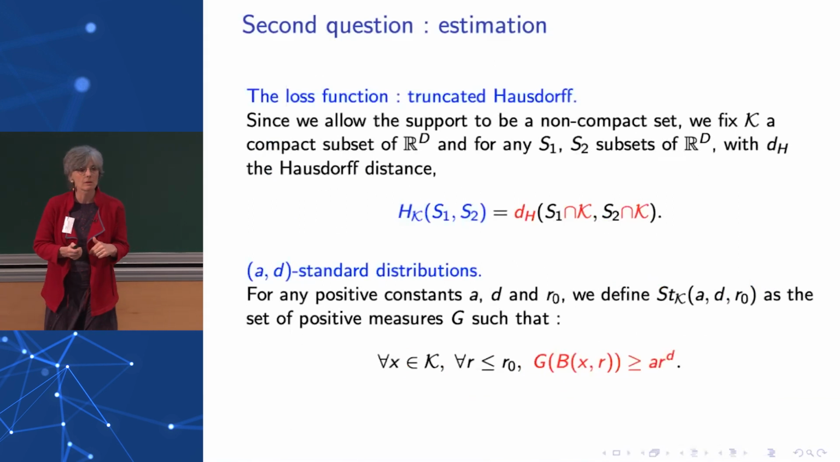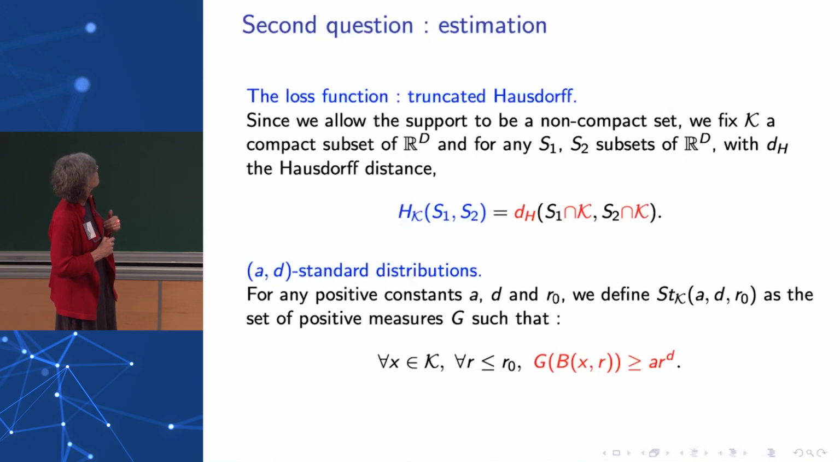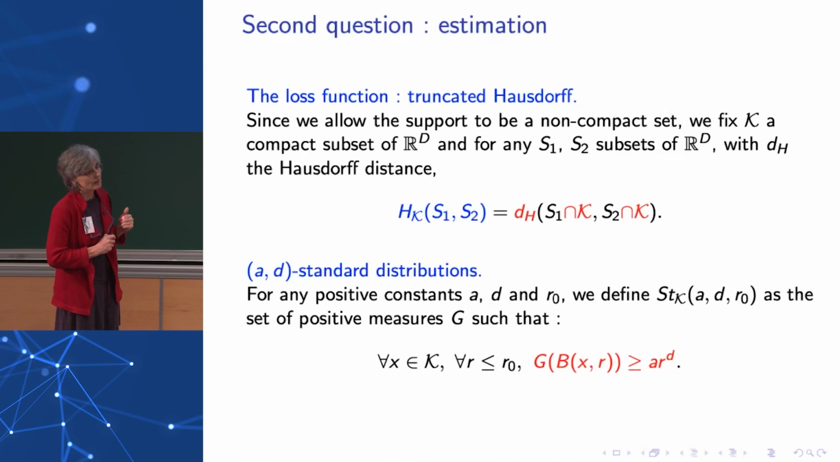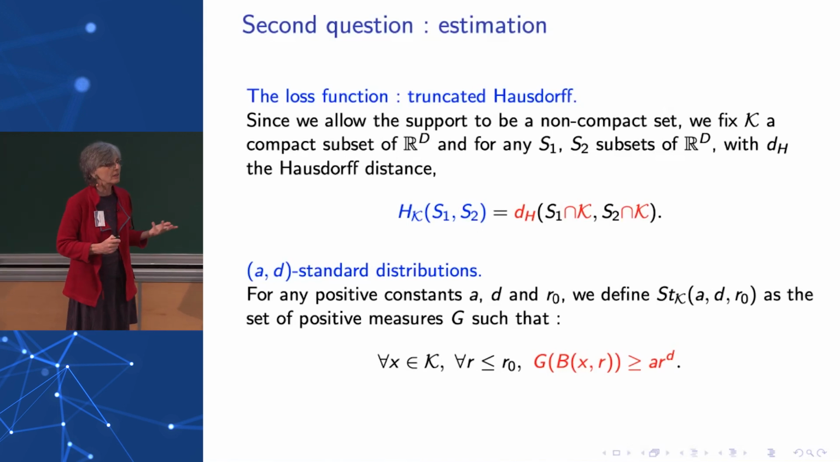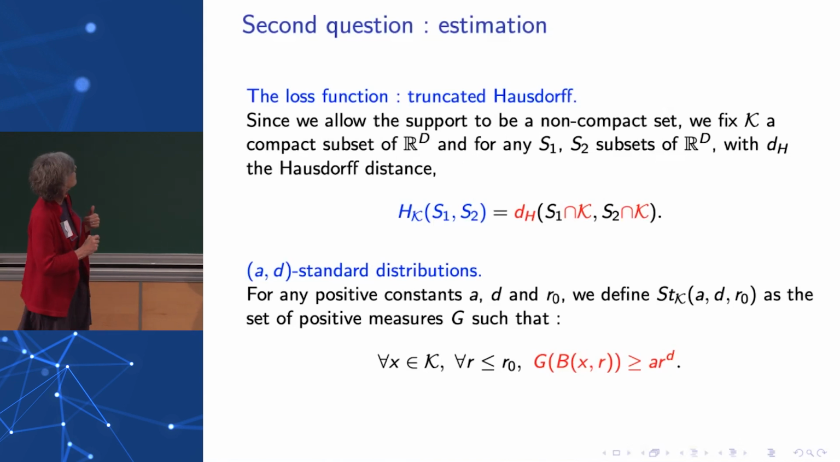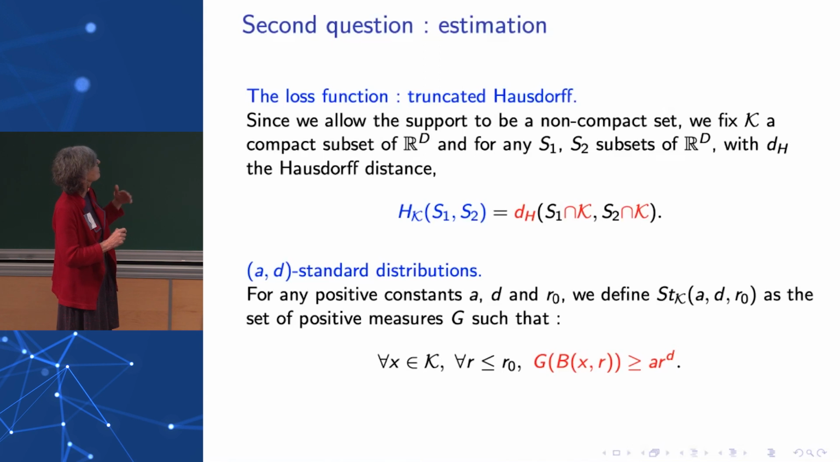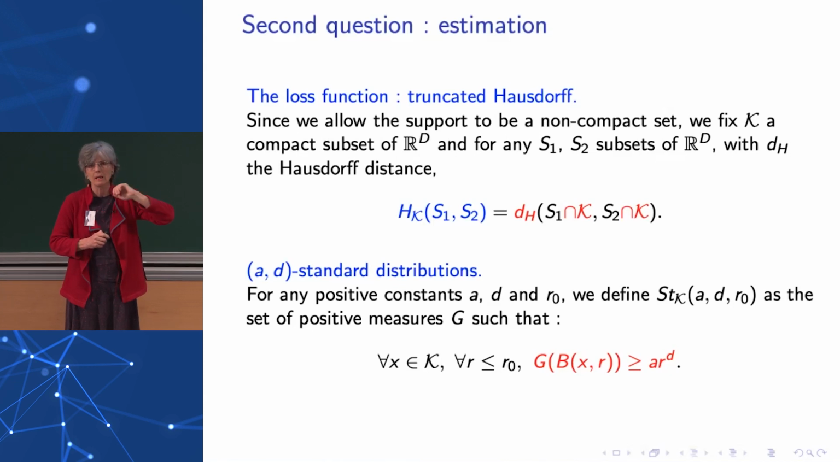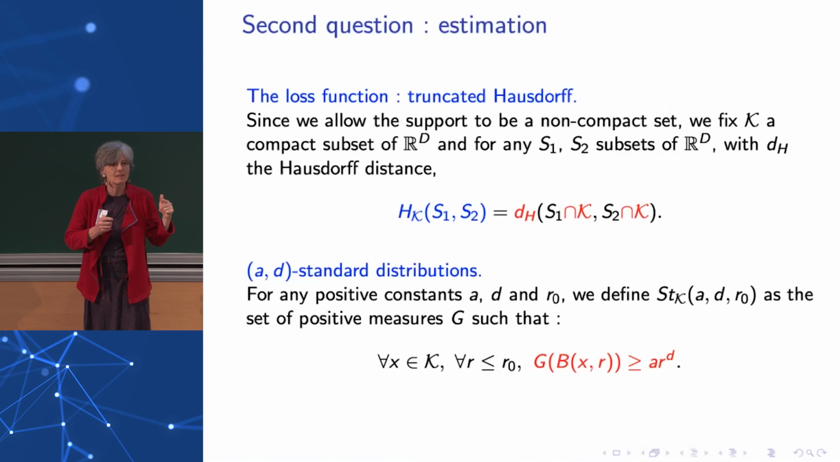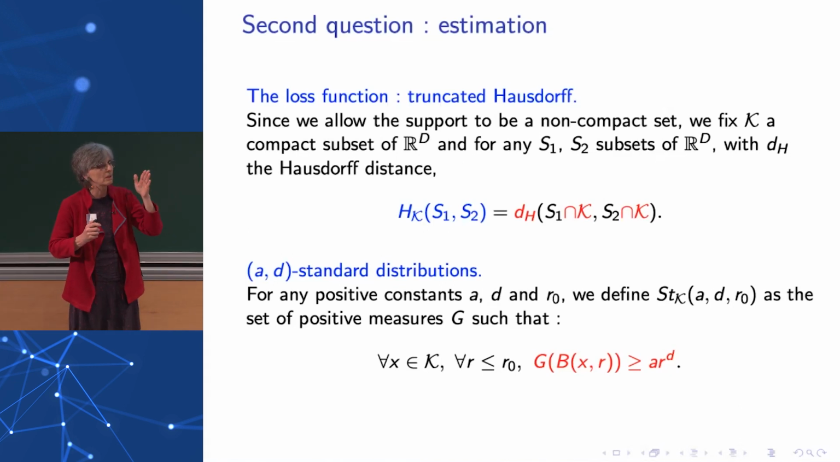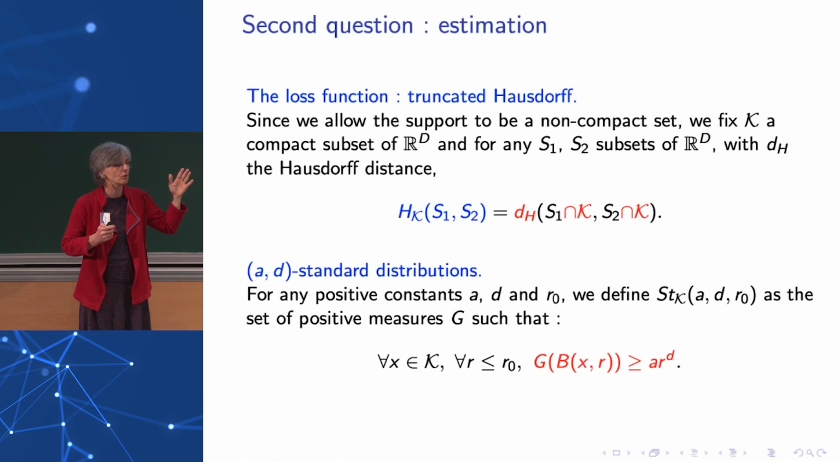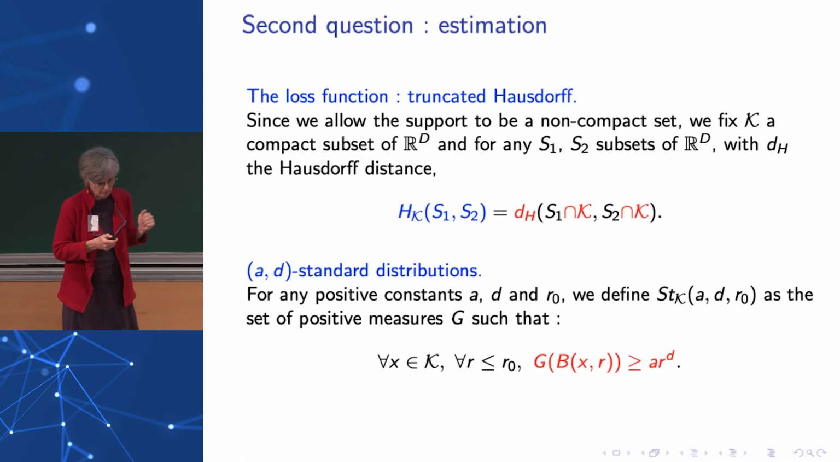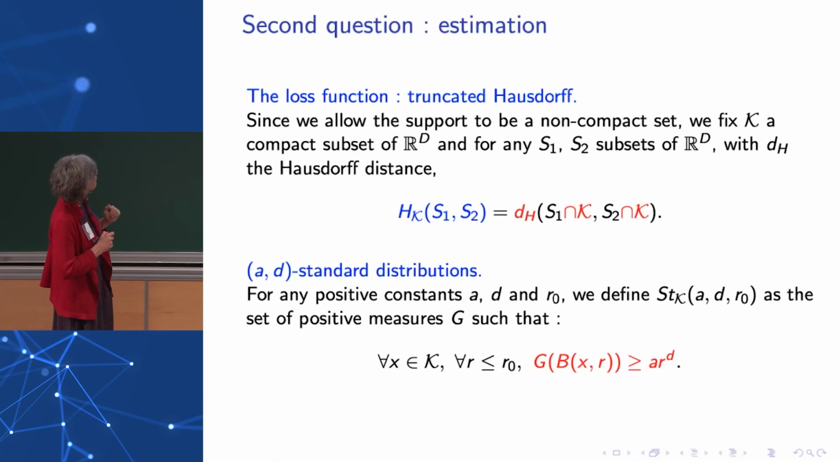So first, before getting the results, the loss function is the Hausdorff distance. Since I will allow signals that have non-compact supports, I'll truncate the Hausdorff distance, so I look at the Hausdorff distance inside some fixed compact set. I didn't say when I introduced the Lévy-tail assumption, the rho, that if rho equals 2, it's Gaussian, it's excluded, so it's between 1 and 2. If rho equals 1, this is exactly compact support, but if it's between 1 and 2, you have non-compact support. And you look at the Hausdorff distance between what you estimate and the true one inside a compact set.